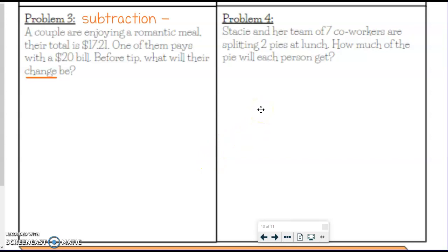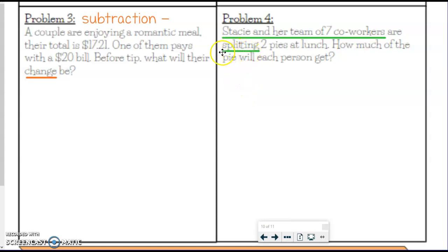It says Stacy and her team of 7 coworkers are splitting 2 pies at lunch. How much of the pie will each person get? So there's actually several things I'm going to underline in this one. The first thing I'm going to notice at the beginning of the problem is that it says Stacy and her 7 coworkers. So I'm underlining that whole thing because then I need to think in my head, well, how many people are splitting these 2 pies? So splitting was another key word, and it's Stacy and her 7 coworkers, so it's really 8 people splitting it.